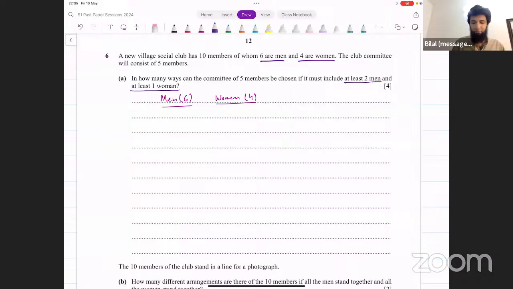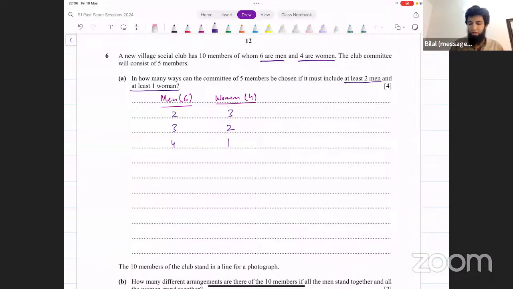Now let's start in order. So first of all, if we have 2 men, how many women would we have? 3. If we have 3 men, we could have 2 women. And if we have 4 men, we could have 1 woman. And that's it, because we can't have less than 2 men, and less than 1 woman. So these are the only 3 possible cases that you get from this.